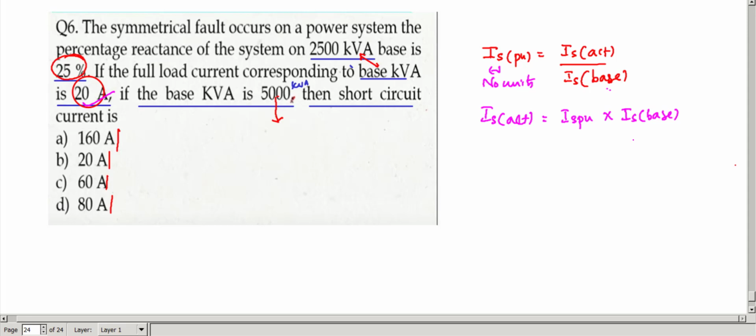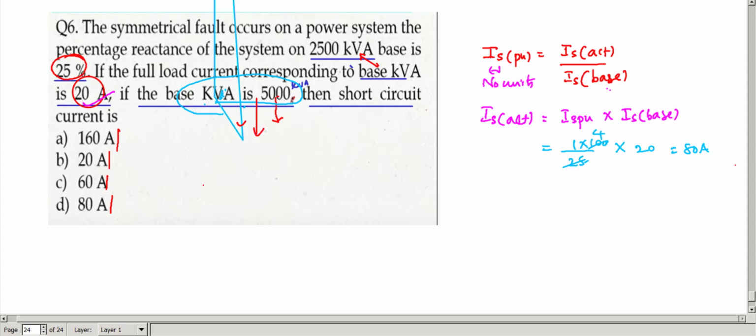Now if at all I don't have a 5000, if at all I have no new base kVA, then I can directly say IS per unit equal to 1 by 25 into 100, into IS base is 20. I will get 4, that equal to 80 amperes. But now the kVA is 5000. Now if the base kVA is 5000, he asks what is the answer.